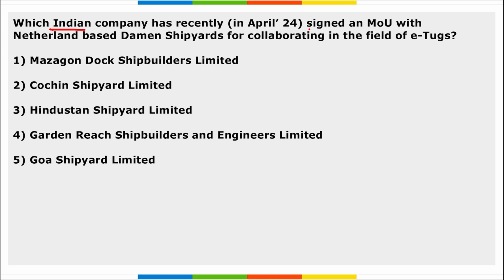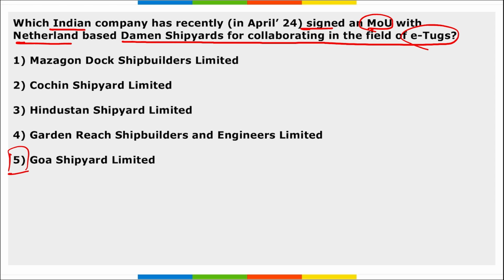Next, which Indian company has recently signed an MOU with Netherlands-based Damen Shipyards for collaborating in the field of e-tugs? That is Goa Shipyard Limited, right? Indian Defence Ministry's Goa Shipyard Limited, they signed an MOU with Damen Shipyards for collaborating in the field of e-tugs, right? Take a note of this.